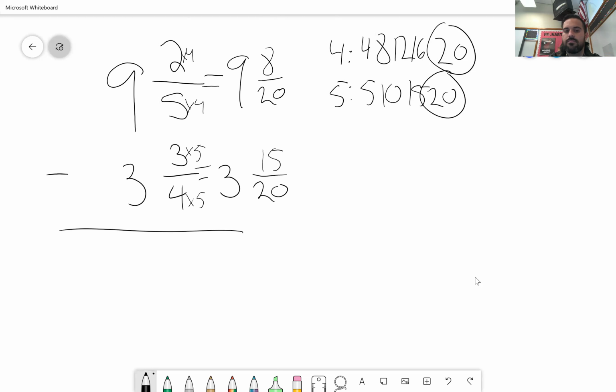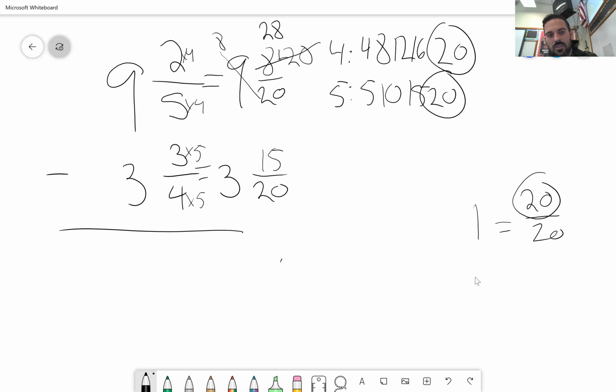So now you think to yourself, the problem is I can't subtract 15/20 from 8/20. 8/20 minus 15/20 can't happen without borrowing or renaming. So I need to borrow from my 9. This 9 becomes an 8, and I'm going to add the denominator to the top, because in this case, 1 whole is equal to 20 over 20. That's going to give me 28 over 20. So now I can subtract 28 minus 15. 8 minus 5 is 3, 2 minus 1 is 1. Keep my denominator. And 8 minus 3 is 5.